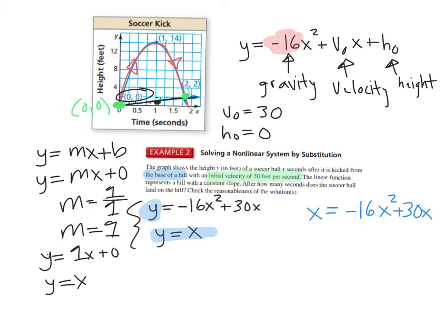So 0, 0 does make sense for the first intersection. Now, this next one right here, I see that the x value is a little bit past 1.5. So I would say that this is at maybe x is equal to 1.7 or maybe 1.8. How close, I'm not sure, but it should be around there. So let's figure out what the actual number is. To do that, we're going to subtract x on both sides. And you have 0 is equal to negative 16x squared plus 29x.